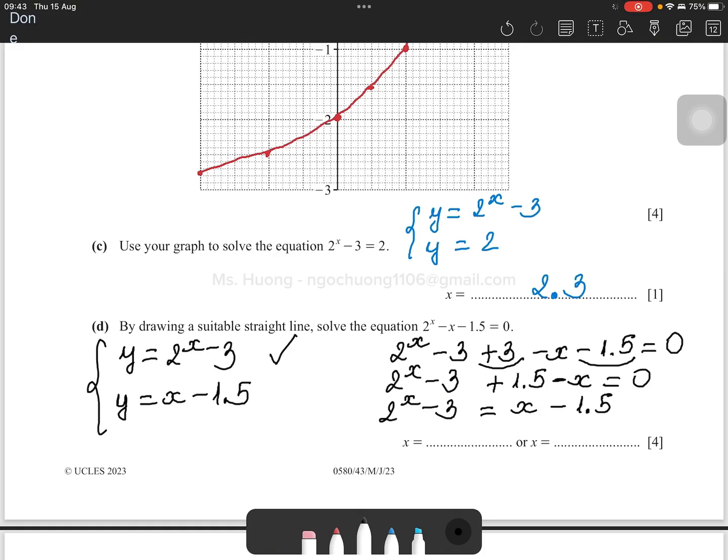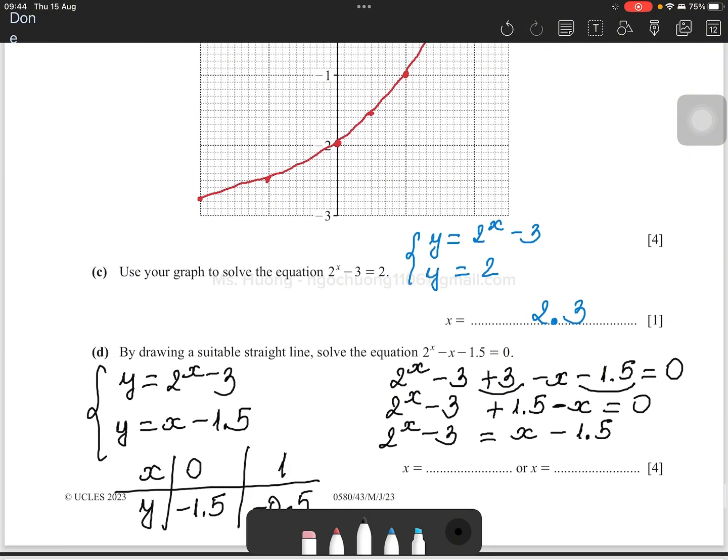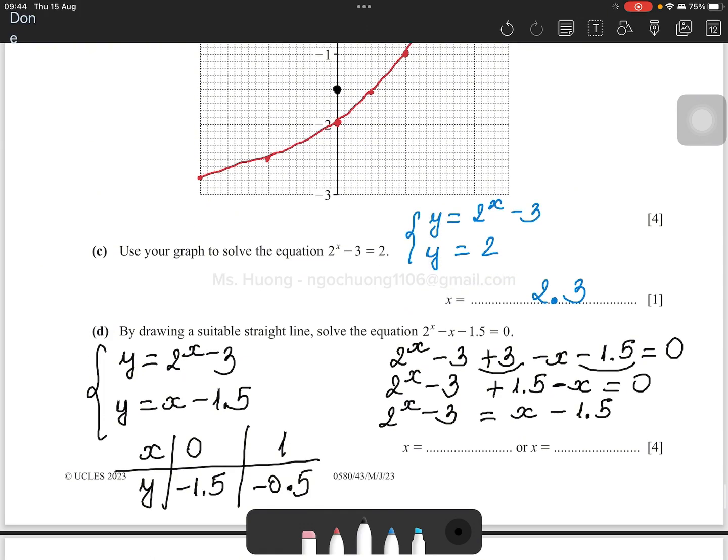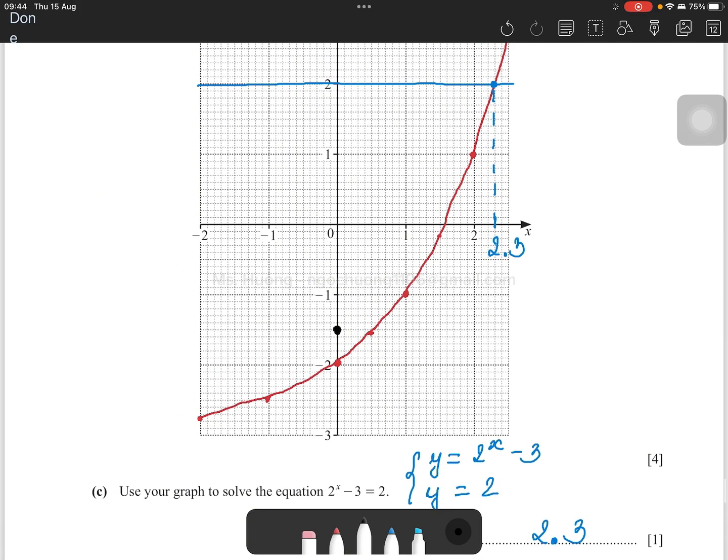The first line is given. We just draw it on the graph. And now we need to draw the second line. To draw the second line, we need to create a table of values. When x equals 0, y is negative 1.5. And when x equals 1, y is negative 0.5. So we plot these 2 points. 0, negative 1.5 here. The next point is 1, negative 0.5. Here it is. So we'll join them together.